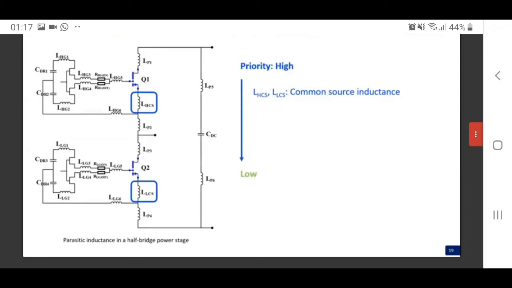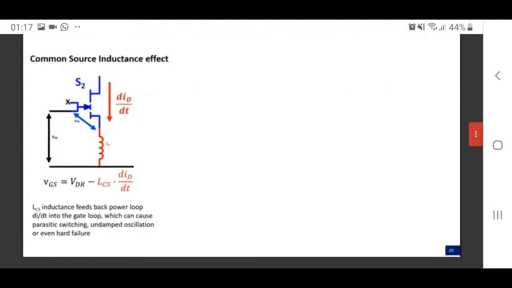Okay, time to look at the effect of parasitic inductance. The common source inductance, in other words, the mutual inductance between the power loop and the gate loop, is the top priority. As you can see in the schematic and in the equation, the common source inductance will feed back the di/dt in the power loop into the gate loop, which can cause some parasitic switching, undamped oscillation, or even device hot failure.